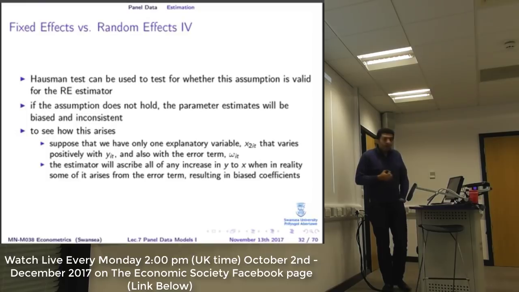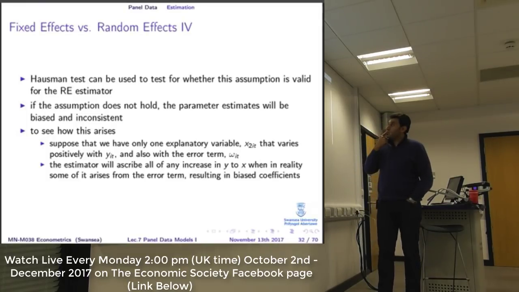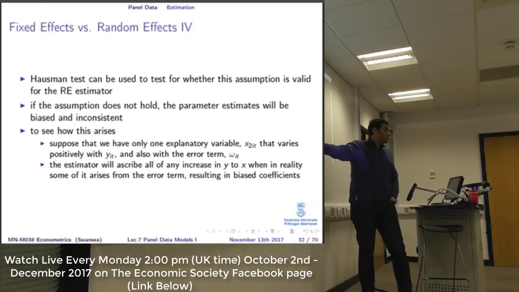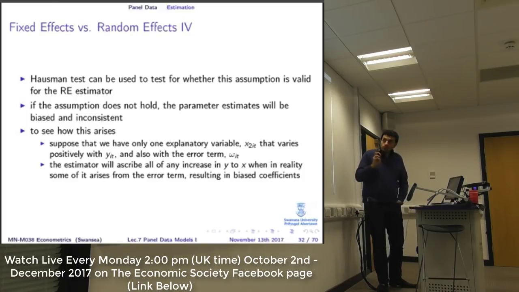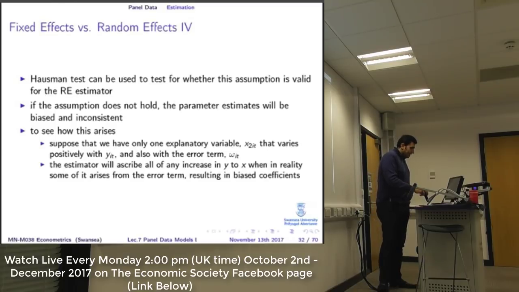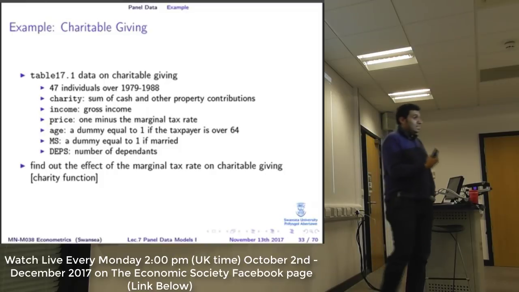So we can use the Hausman test, we'll see it in a minute. We can use the Hausman test to test whether this assumption is valid or not, and based on that, we can decide which one is more appropriate: the fixed effect model or the random effect model. Let me just go quickly to an example, because I think that would make our life easier.